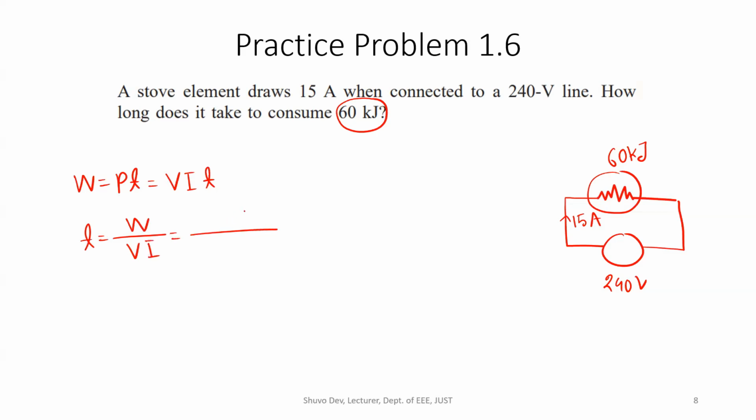So what is the value of W? How much energy should the stove absorb? This is 60 kilojoules, 60 into 10 to the power 3. Voltage is 240 and current is 15. So using a calculator, the time will be 16.667 seconds. So in a 240 volt line, if a stove draws 15 ampere, in 16.667 seconds it will consume 60 kilojoule.